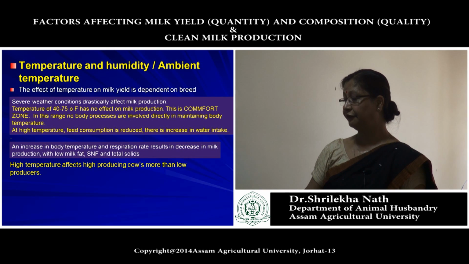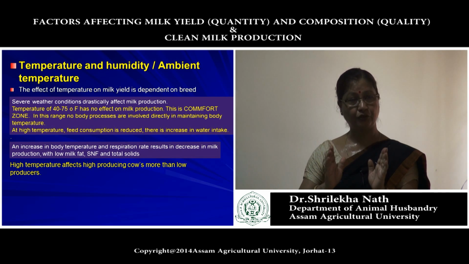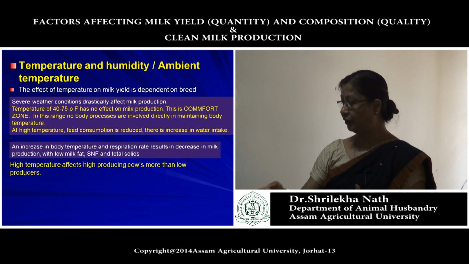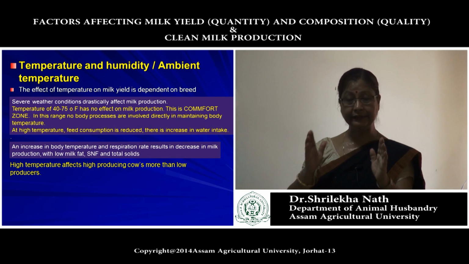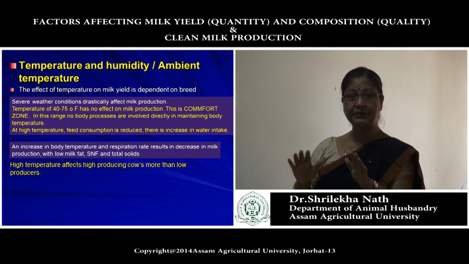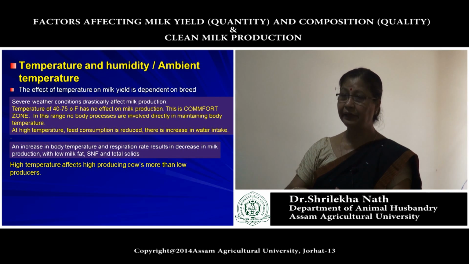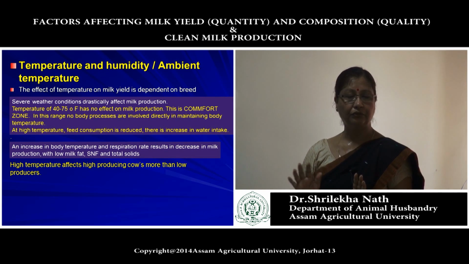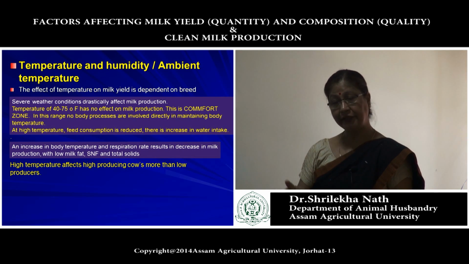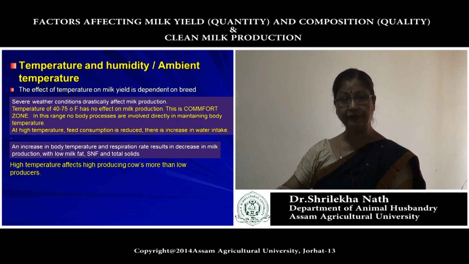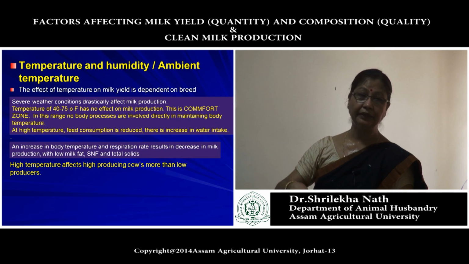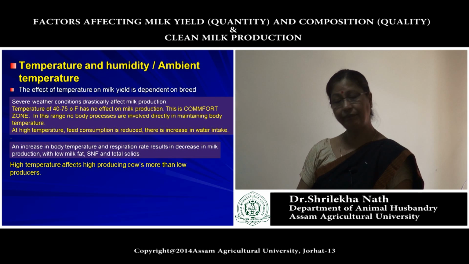Temperature and humidity, this is another factor. There is what they call the comfort zone, 27 degrees centigrade or roughly 40 to 75 degrees Fahrenheit. At that temperature, there is a balance. No extra physiological change is necessary to bring the body temperature to normal. So at that temperature, there is not much effect on the yield. But if the temperature increases, your body resources will be necessary, or physiological changes have to be made to bring the temperature back to the normal body condition. So temperature affects the yield also. Higher temperature, less production.